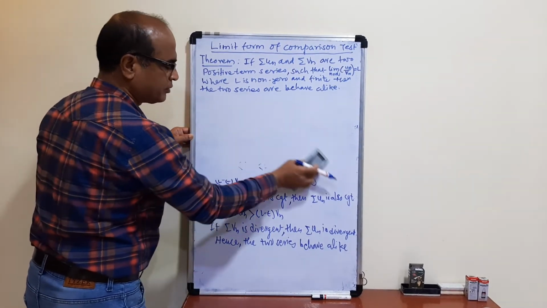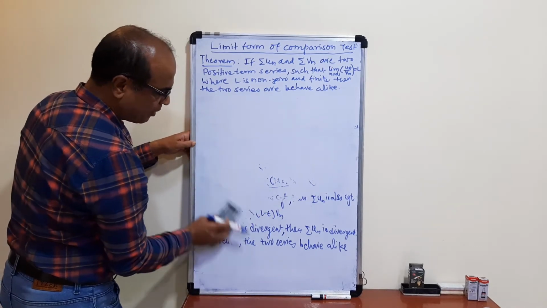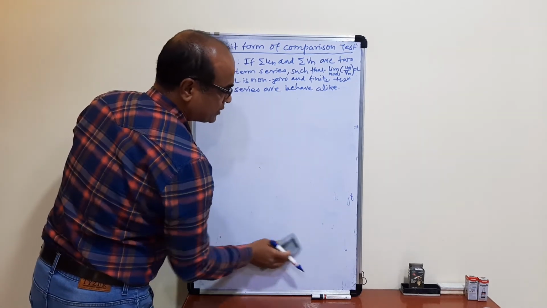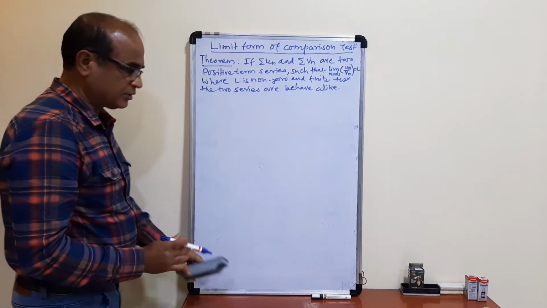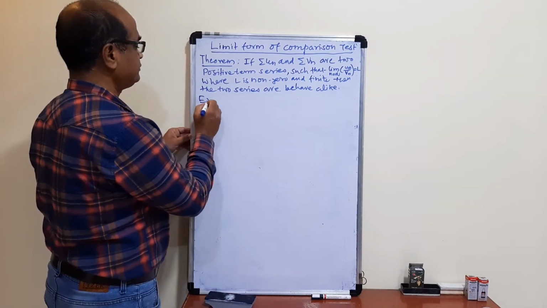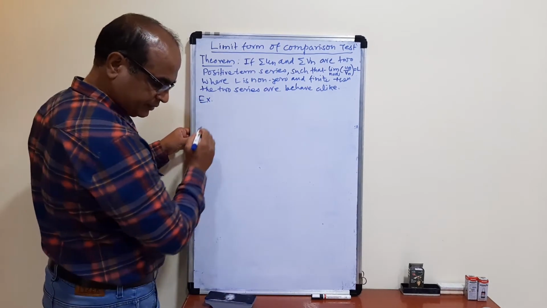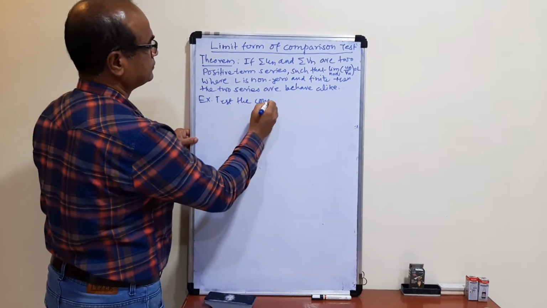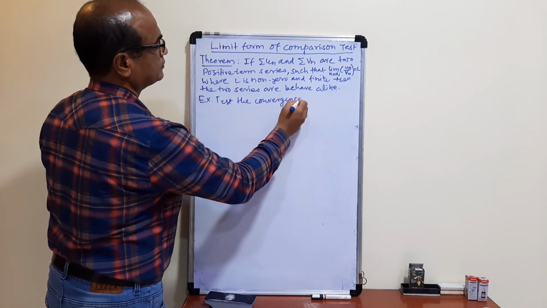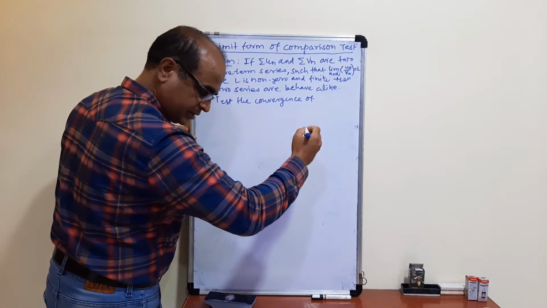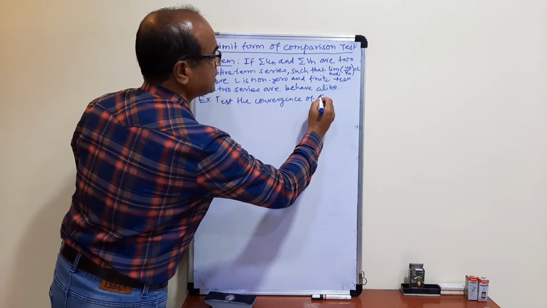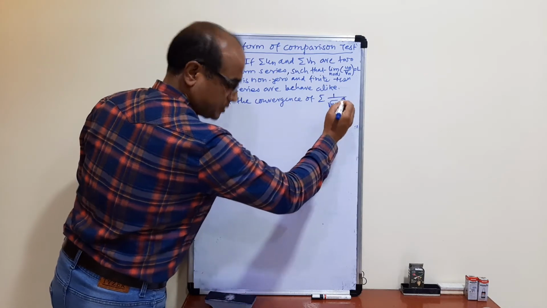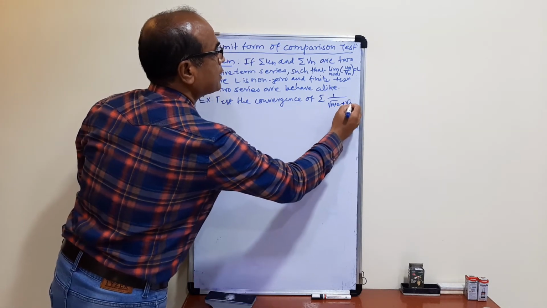Sorry, the limit form of comparison test 2. So this is the limit form of the comparison test. By using that test, we solve some examples. So take a very simple example. Test the convergence of the series. The series is given, a very simple series: summation of 1 upon square root of n plus 2 plus root n. So, solution.